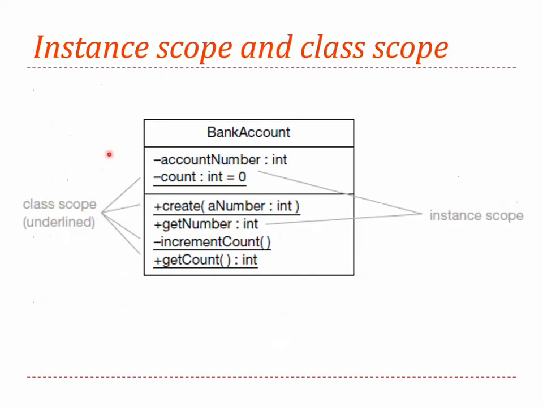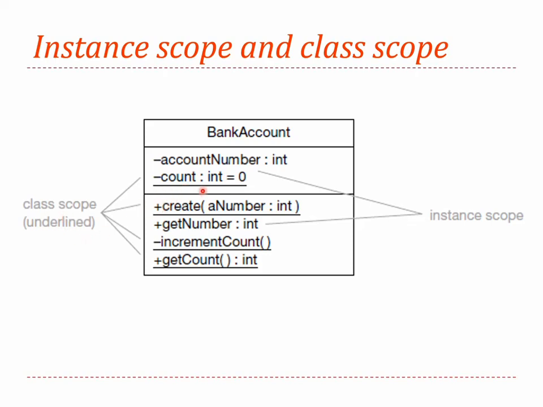The representation of the instance scope and class scope is held within the class diagram itself. For example, in this picture, you can see the class diagram of a bank account object. It has two attributes with private visibility. The names of the attributes are account number of integer type and count of integer type with an initial value of 0. So here, attributes which are not underlined are instance scope and attributes which are underlined are class scope.